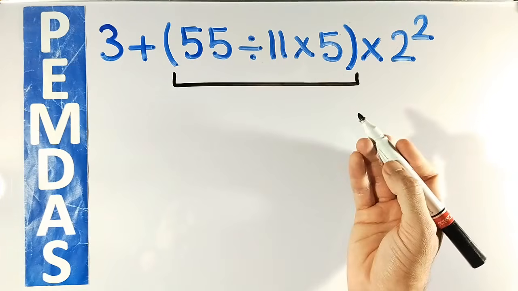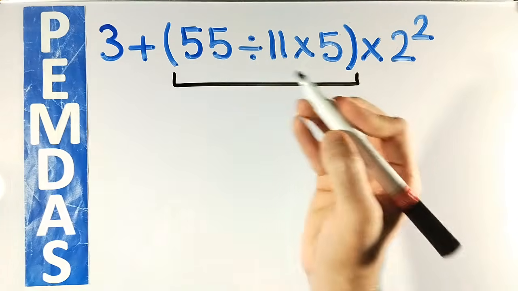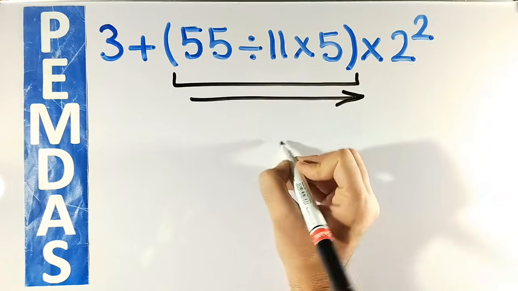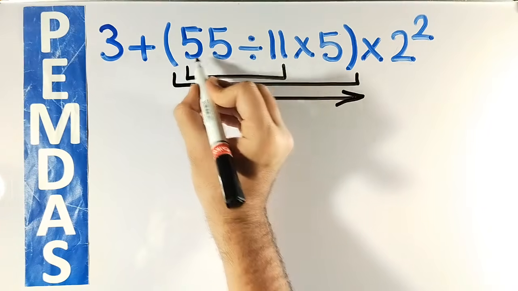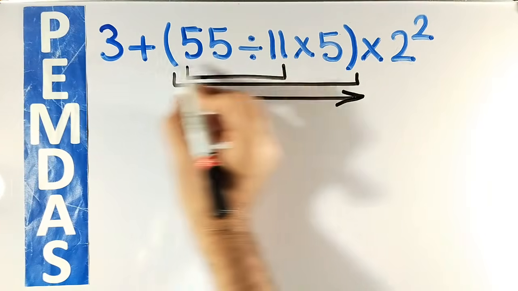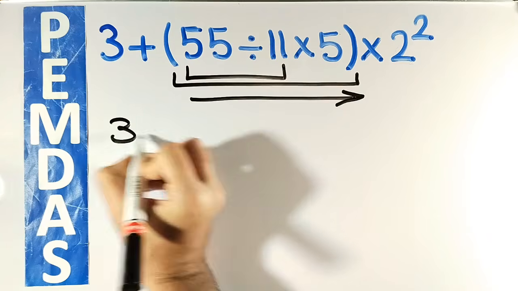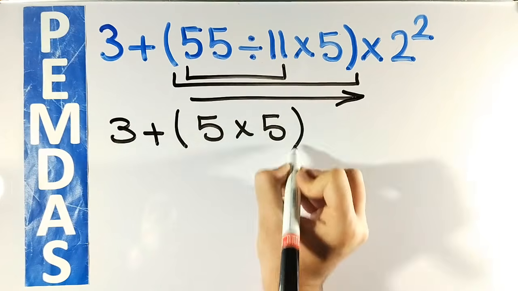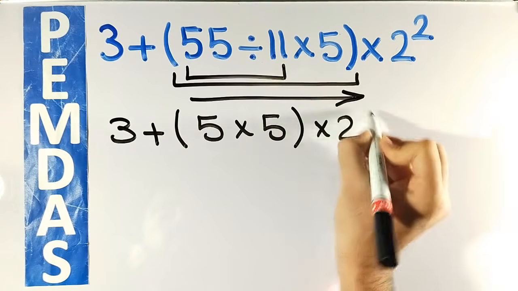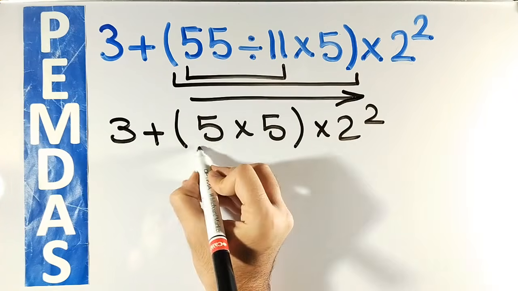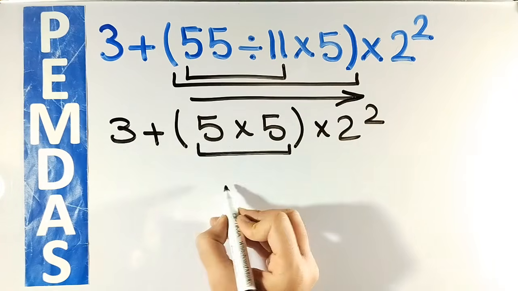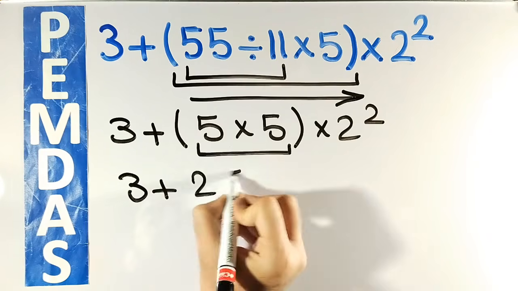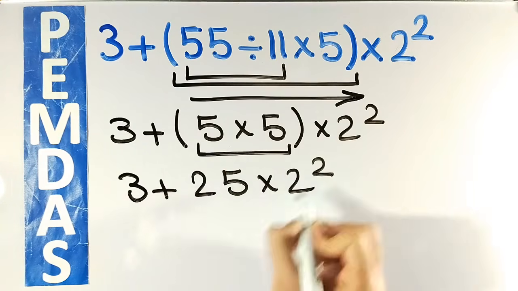It's really important to understand that multiplication and division have equal precedence, and we must perform these two operations from left to right. So, first we go for the division between 55 and 11. And instead of this expression, we can write 3 plus open parenthesis 5 multiplied by 5 close parenthesis and multiplied by 2 squared. And the next step, we go for the multiplication between 5 and 5. And instead of this expression, we can write 3 plus 25 multiplied by 2 squared.